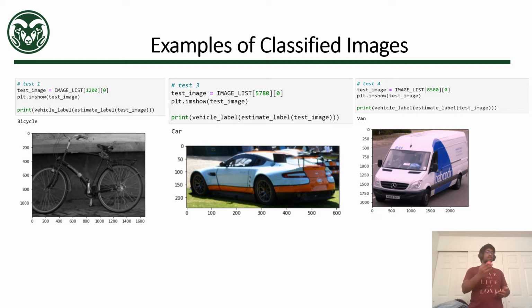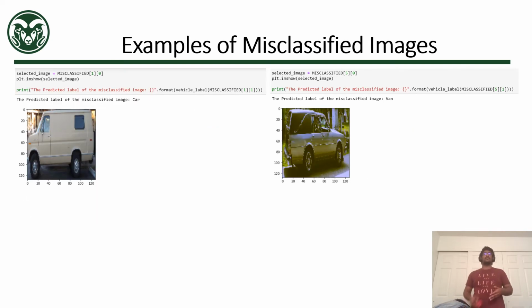to let you know that I have succeeded in classifying the images. The first image is a bicycle that has been correctly classified, and the following images are a car and a van, which are also classified properly. So here are some examples of misclassified images. The first one is actually a van that has been classified as a car. The next one is vice versa, where a car has been classified as a van.